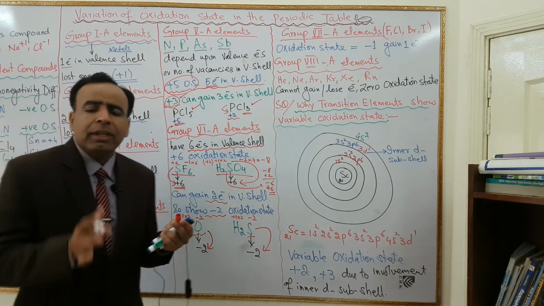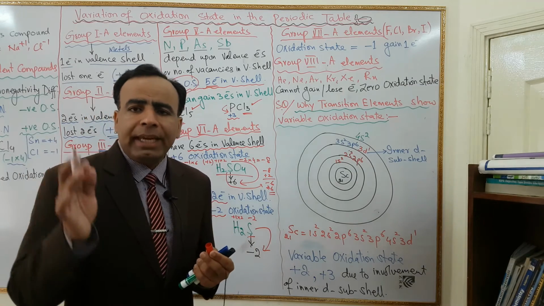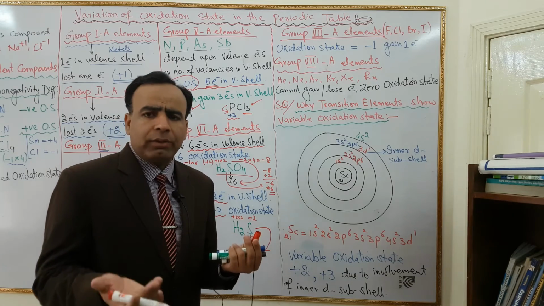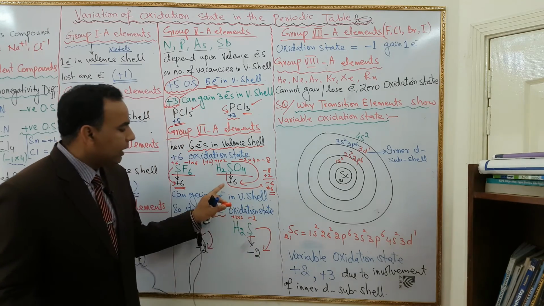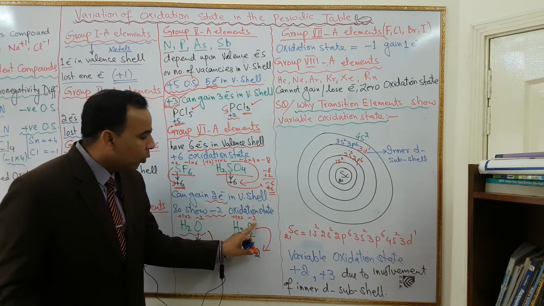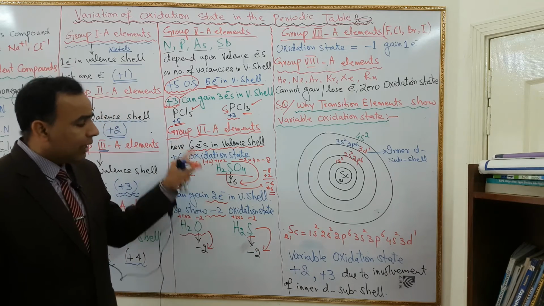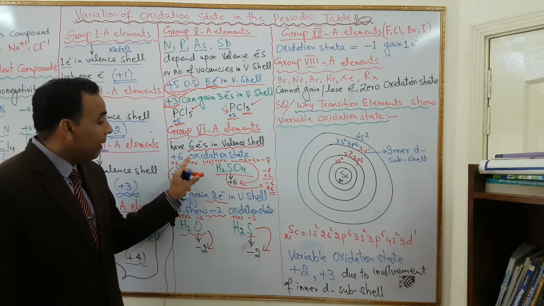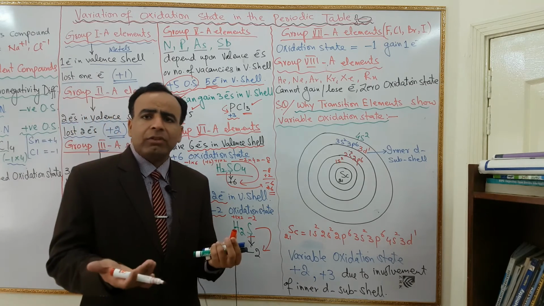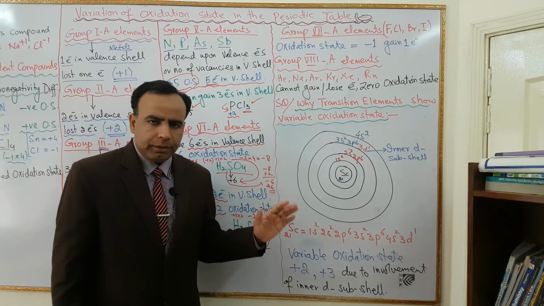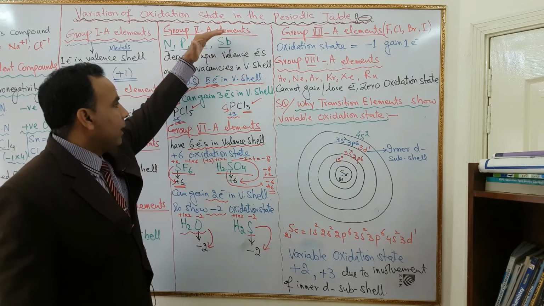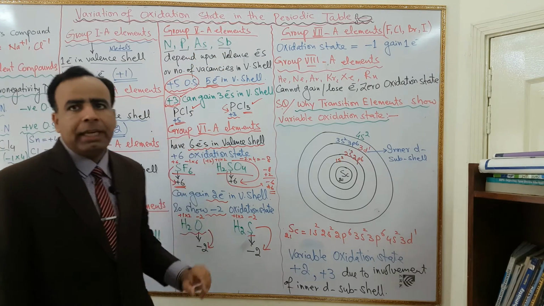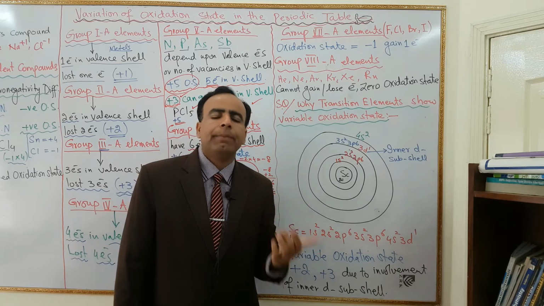So because group 6A elements have the ability to gain 2 electrons in their valence shell, their oxidation state will be -2, and there are 6 electrons in their valence shell, so their oxidation state is +6 as well. So their oxidation state is variable. Dear students, so we can conclude that group 5A elements and group 6A elements show similar behavior.